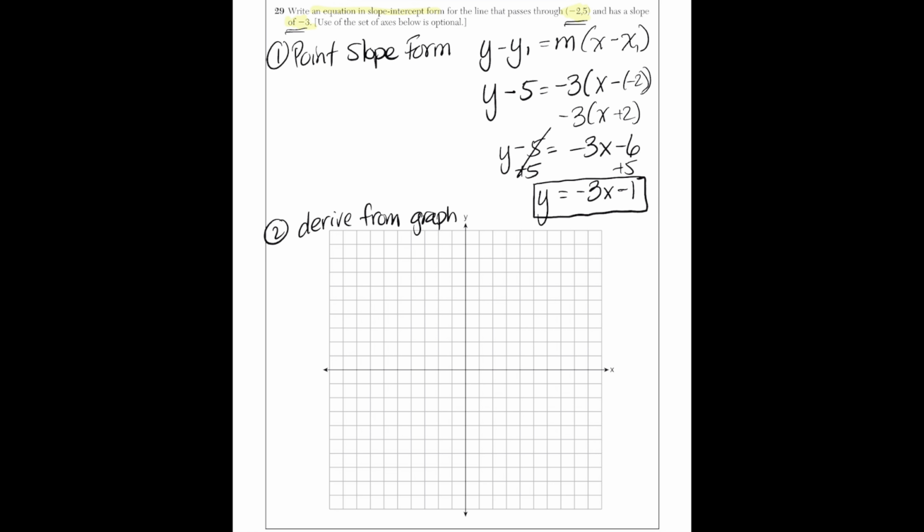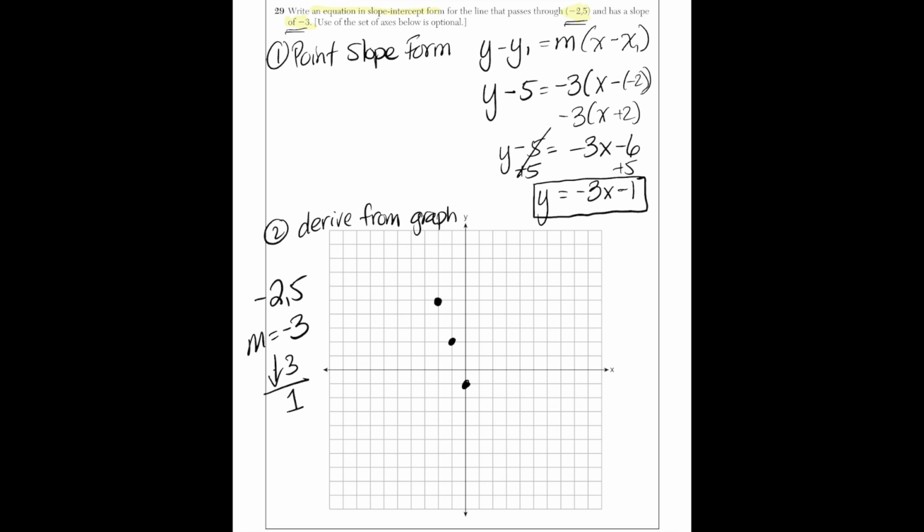Now, why do I like using the graph? Because I just have to put in the point, negative 2, 5. So negative 2, 1, 2, 3, 4, 5. Here's my point, and I know my slope is negative 3. So that just means I'm going to go down 3 over 1. Down 3, 1, 2, 3 over 1.